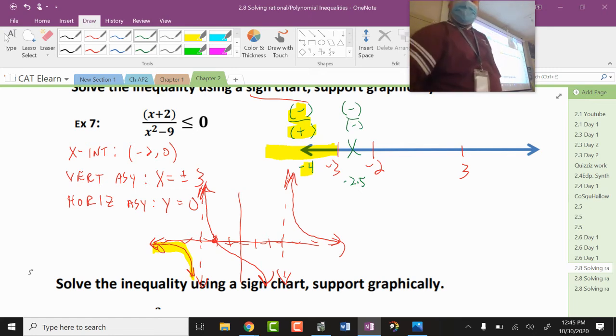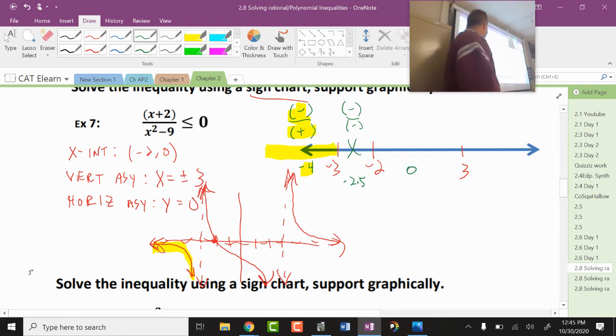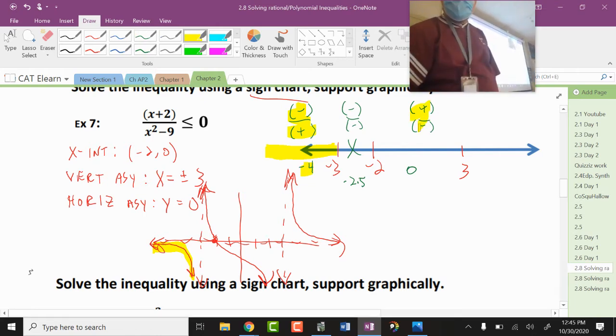0 is a good number to check. Positive or negative? Positive over negative is a negative. True or false then? True. This would be good. Hey, doesn't the graph say the same thing down here? And then you'll see what 4 gives us. 4 gives me positive, which is not good.